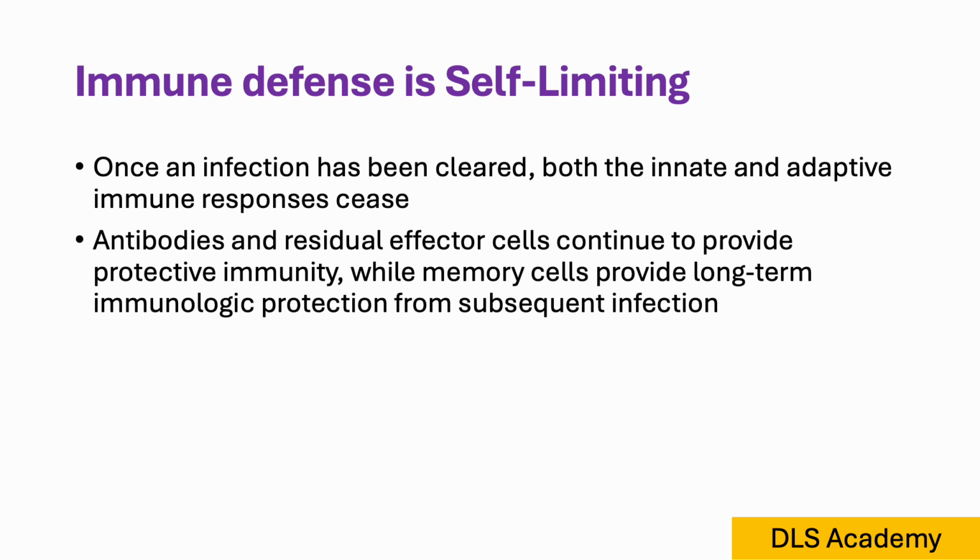Once we have an infection, and that infection has been cleared, both innate and adaptive immunity must turn themselves off. Now, as far as adaptive immunity, we have antibodies and residual cells like T and B cells that provide immunity, and then we have these long-lasting memory cells that really survey the body looking for that same antigen again and again to protect us from subsequent infections. Here's the key point with the same pathogen. Remember, the immune response is highly specific.